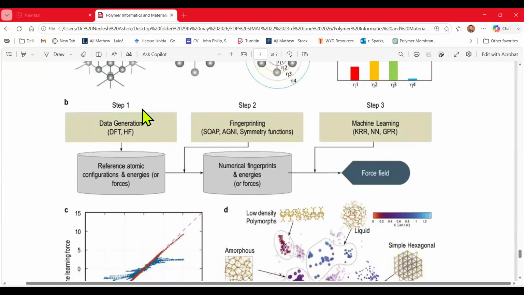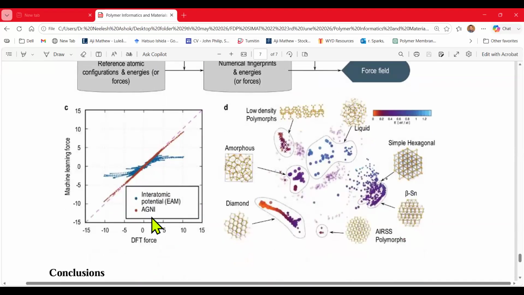Now, the same thing: you have the data generation, reference atomic configuration images, fingerprinting, again based upon this. And again, you have the force field. Here you are using machine learning, GPR or neural networks or whatever it is. Then again, we have the interatomic potential, and we compare that.